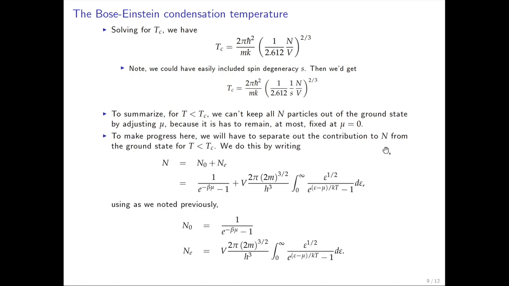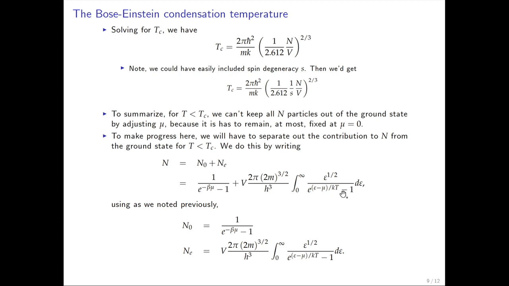So to make progress here, we're going to have to separate out the contributions to see what's going on. We do this by writing, of course, N equals N_0, the number in the ground state, energy epsilon 0, plus the number in the excited state. And as we had before, this number for epsilon equals 0 is just that term, and the number in the excited state is just this thing we figured out before, except at some arbitrary T, right?